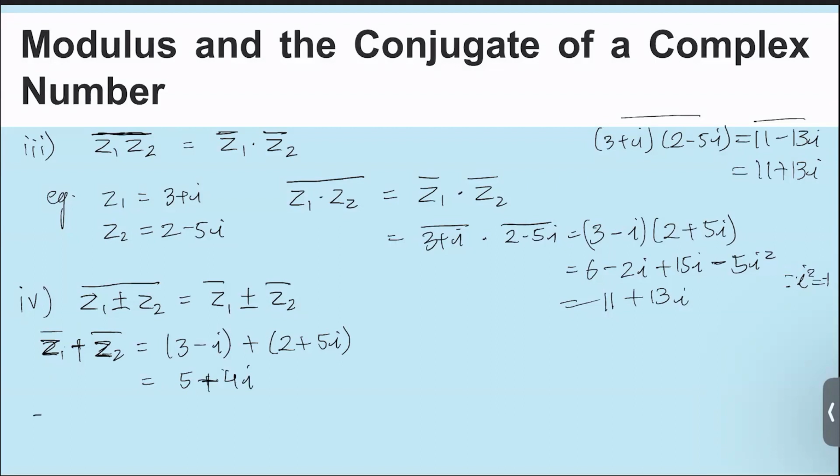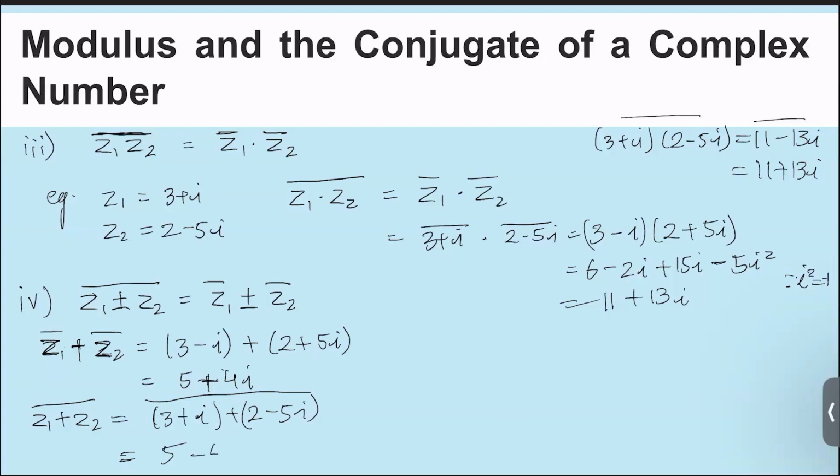Now, if we take directly the sum of the two numbers and get the conjugate of it, so you have 3 plus i plus 2 minus 5i, and getting the entire conjugate, you can get this as 5.